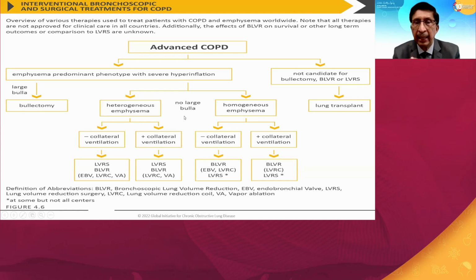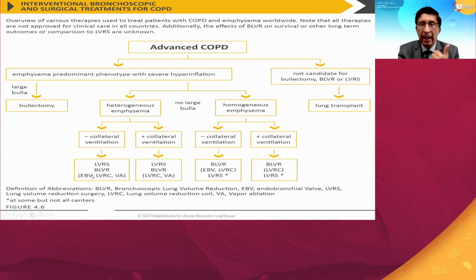They can be classified again, those having collateral ventilation. That means they have good blood supply, which is supplying all the lobes. For collateral ventilation, and those again in the homogeneous, the same division. Now, as you can see, this will be more explained in the next slide, but this LVRS stands for lung volume reduction surgery. BLVR is what we call bronchoscopic lung volume reduction.